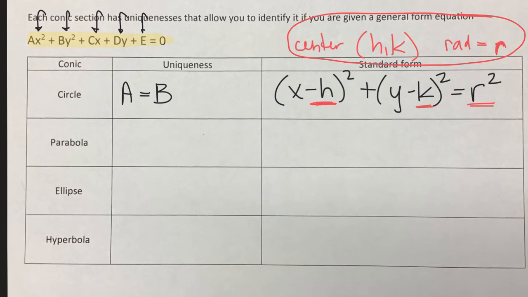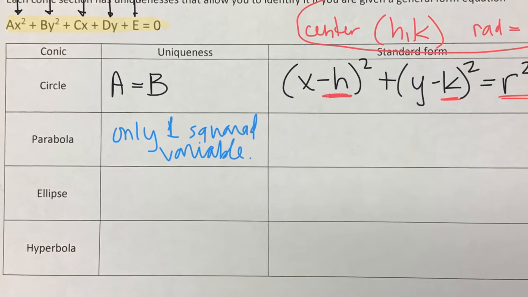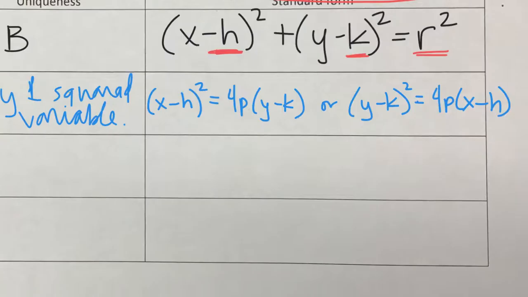Okay, our parabola. What is unique about a parabola is that it only has one squared variable. Okay, parabolas only have one squared variable, either an x squared or a y squared. Okay, x squareds open up and down, and y squareds open right or left. Okay, so there's going to be a general or a standard form for that also. So here's our standard form.